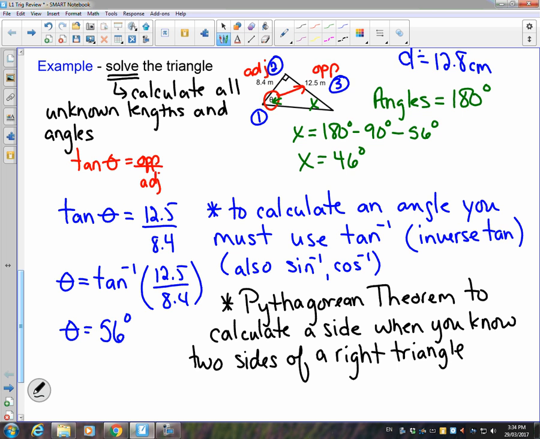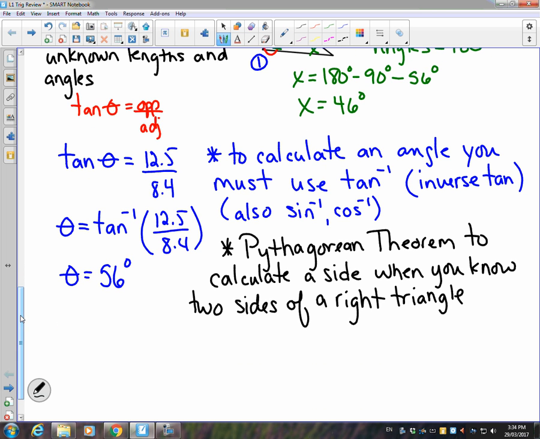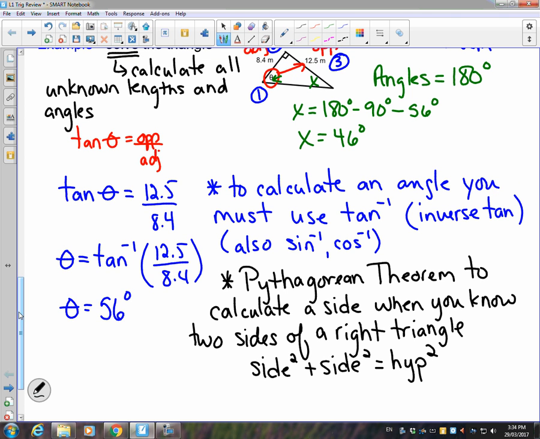Remember, good old Pythagorean theorem way back, grade 8, grade 9, grade 10. Oh, and here it is in grade 11 again. Pythagorean theorem really is just side squared plus side squared equals the hypotenuse squared. So if I go back to my triangle, that would mean I'd have 8.4 squared plus 12.5 squared is going to equal my hypotenuse squared.